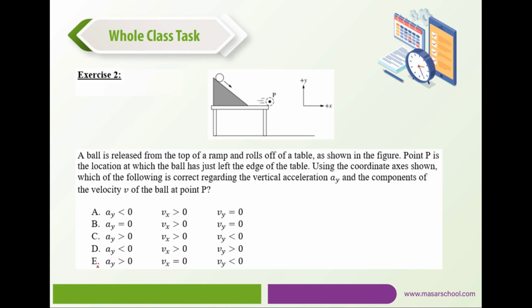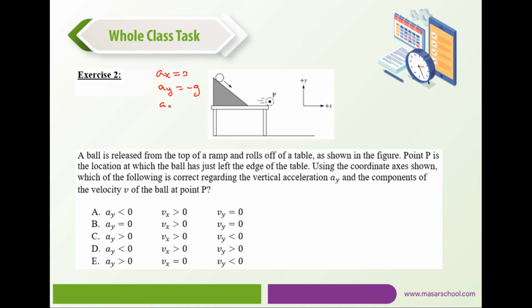Now exercise 2. A ball is released from the top of a ramp and rolls off a table as shown on the figure. Point P is the location at which the ball has just left the edge of the table. Using the coordinate axis shown, which of the following is correct regarding the vertical acceleration AY and the components of the velocity of the ball at point P? Now, regardless of any point, we know that for a projectile, AX is always 0 because there are no forces acting along the X direction. However, for the vertical acceleration, that would be either plus g or minus g, and that depends on the positive Y direction. Y is up, which means that AY is negative g.